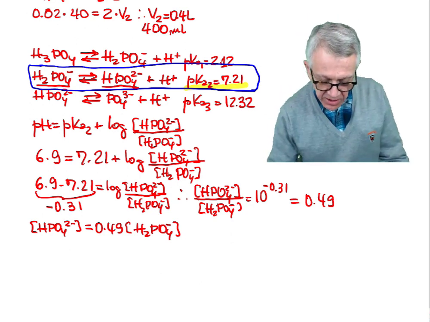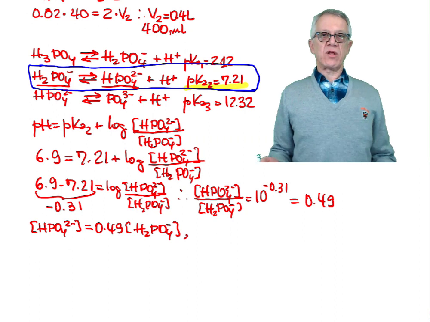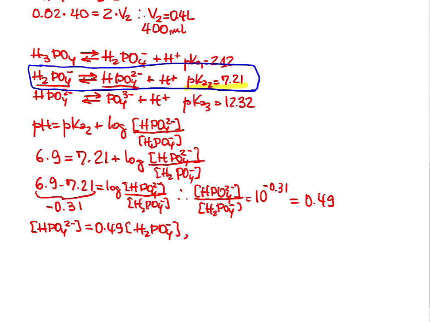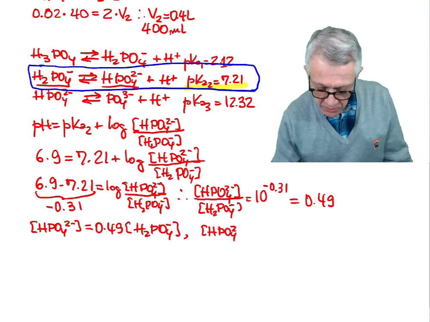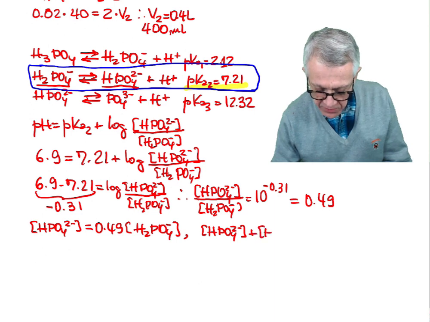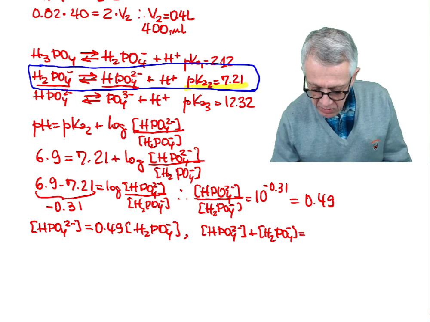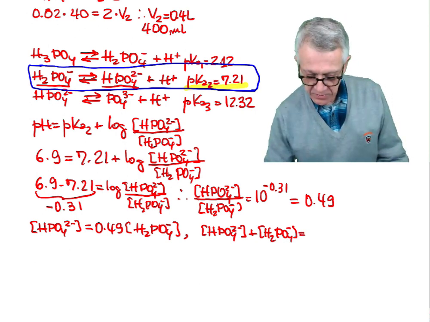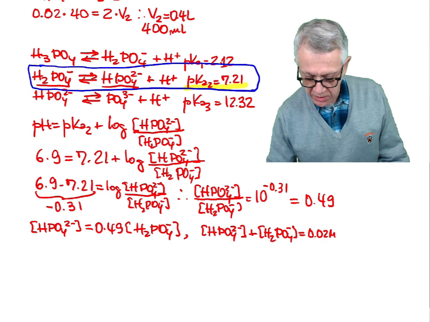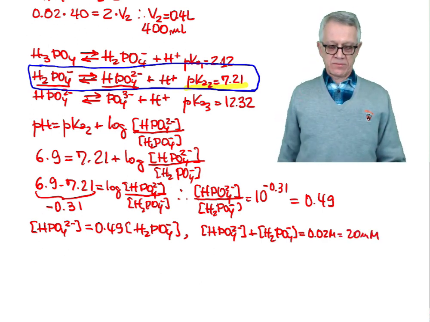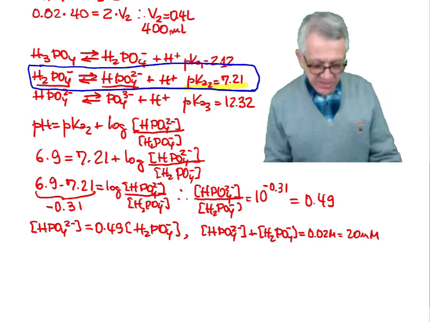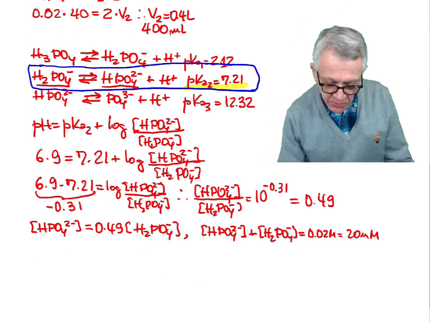The second equation that we have is that we know the concentration of the buffer is 20 millimolar, 0.02 molar, right? So we can say that the concentration of HPO4 2 minus plus the concentration of H2PO4 minus equals 20 millimolar. Remember that was 0.02 molar. It's the same thing as 20 millimolar, right? Correct?